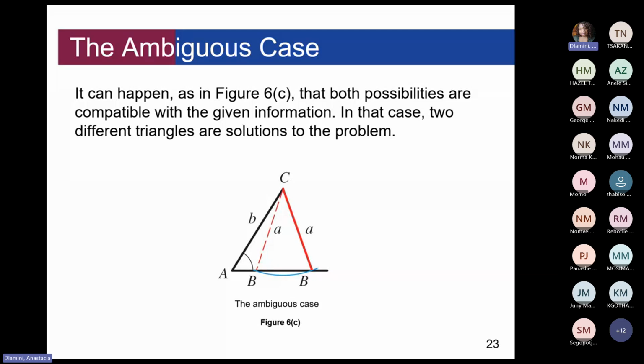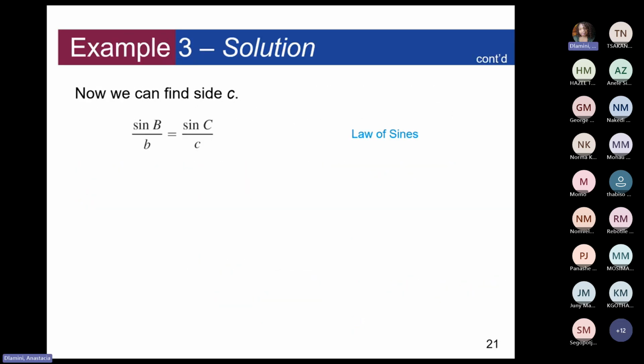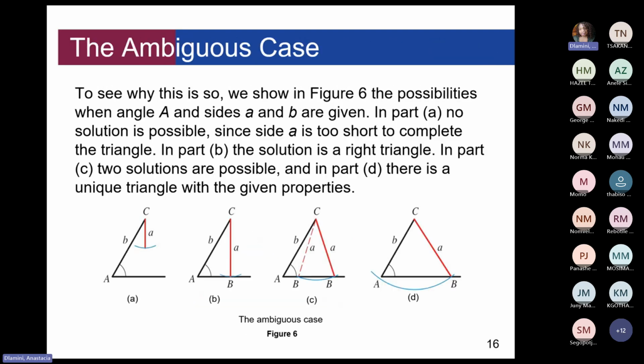Now they say it can happen, as in figure 6C, this one. There you see we only found one triangle, isn't it? Guys? In that case, it was one triangle. So it was case D. It was this case here. Now they are saying, okay, let's go to this case now.